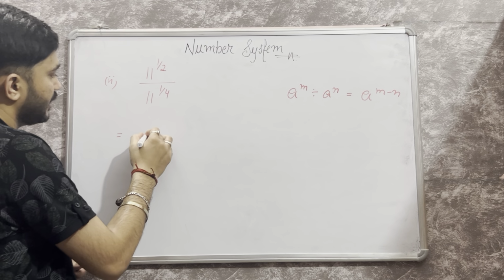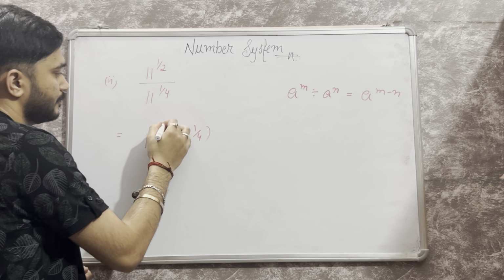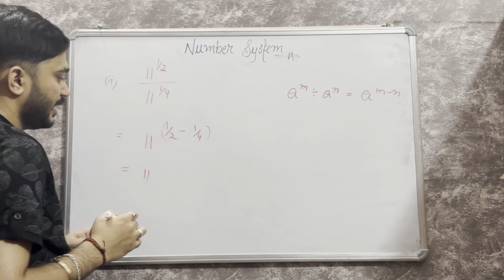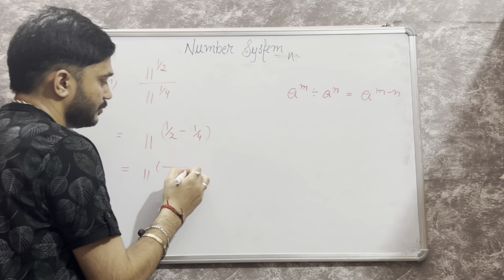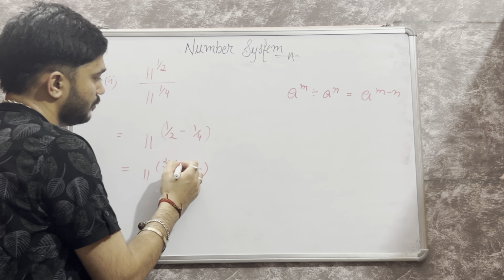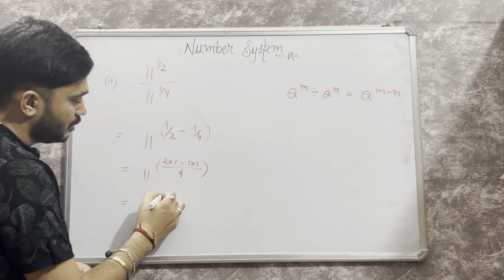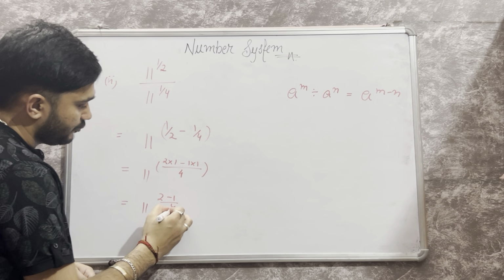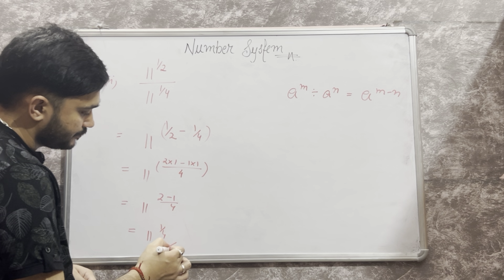So here you will get 11 raised to power 1 by 2 minus 1 by 4. Write 11 as it is and solve this power, that is the LCM will be 4. You will get 2 into 1 minus 1 into 1, that is 11 raised to power 2 minus 1 by 4. So the answer of this question will be 11 raised to power 1 by 4. Any doubt?